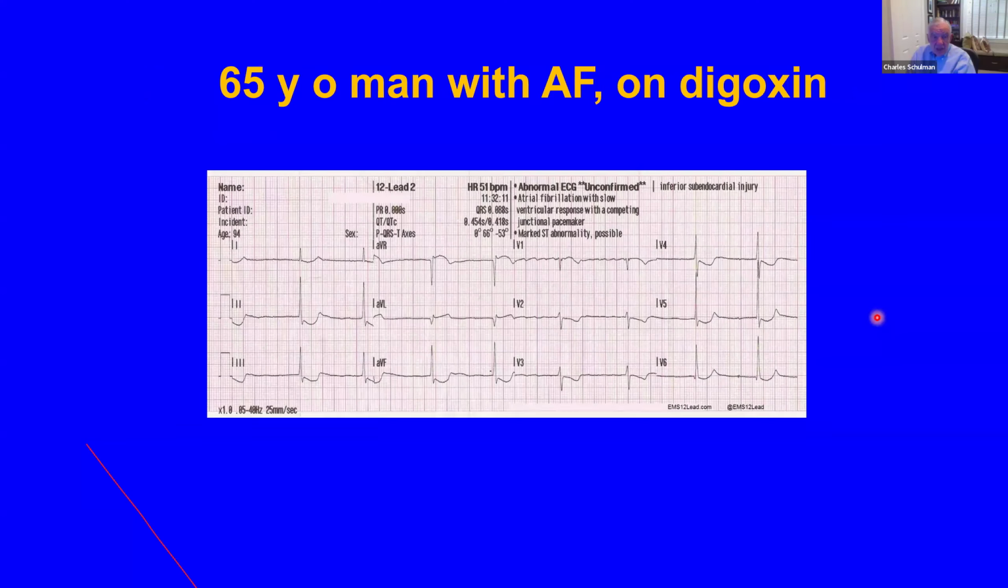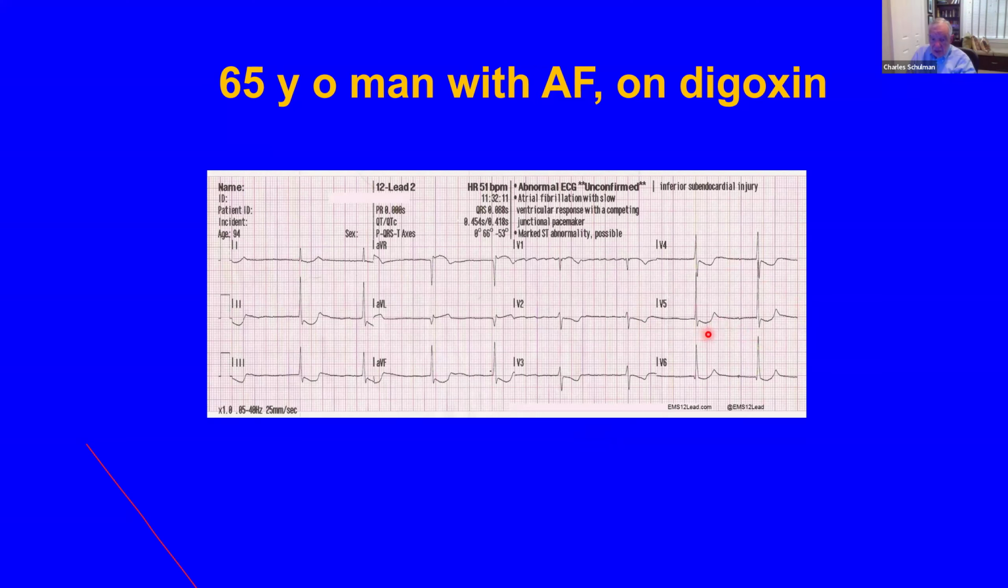Here's a 65-year-old man who has atrial fibrillation, for which he takes digoxin. What you notice is a slow, regular rhythm at 50 beats per minute, no P waves, so this is atrial fibrillation. You can see this sort of thing with a beta blocker and no digoxin, but if the patient is on digoxin, this is a dig-toxic rhythm.